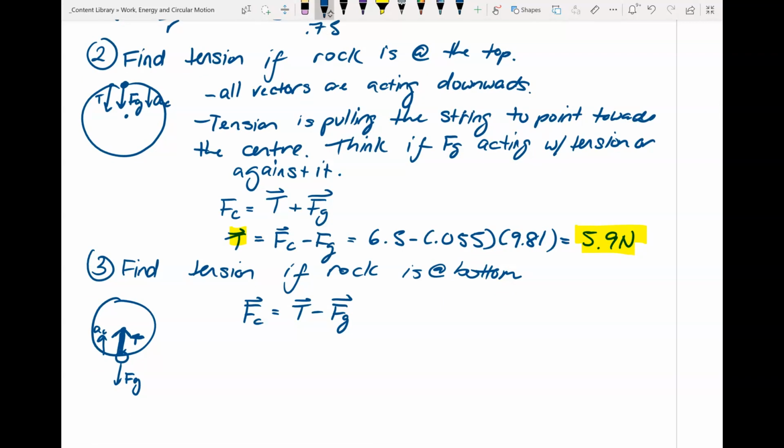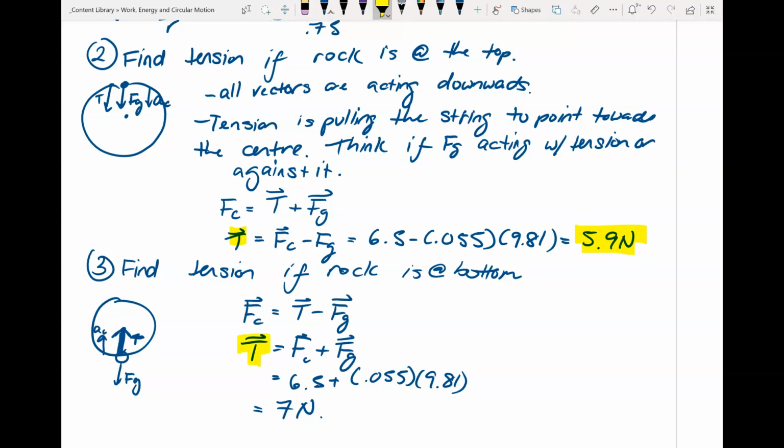I'm going to rearrange this and solve for tension, which is Fc plus Fg, which is 6.5 plus mass times acceleration due to gravity, and this is 7 newtons. And that is your tension of the string if the rock is at the bottom.